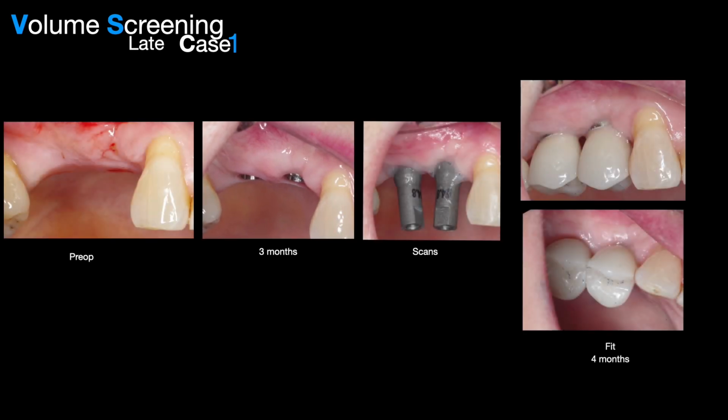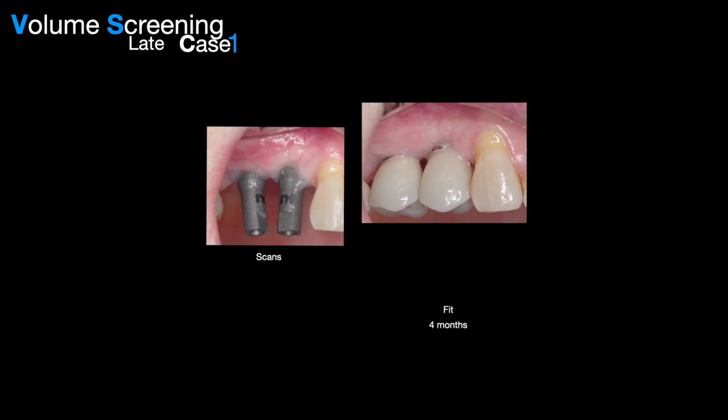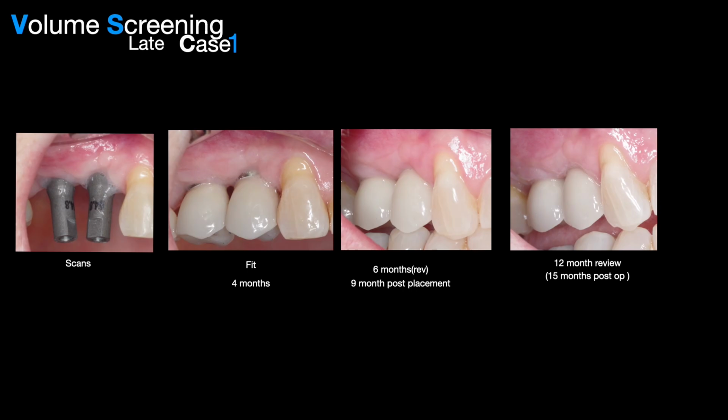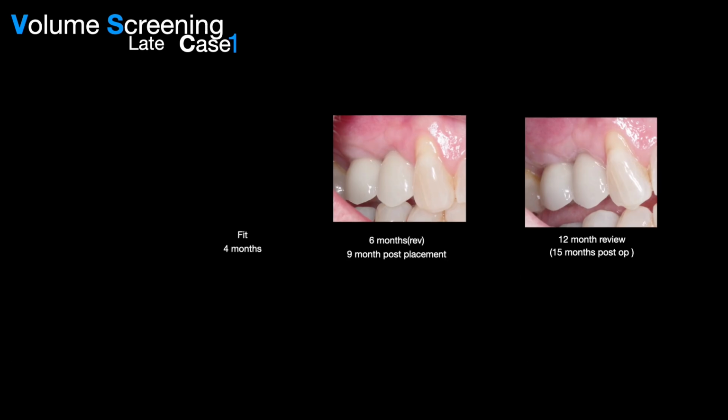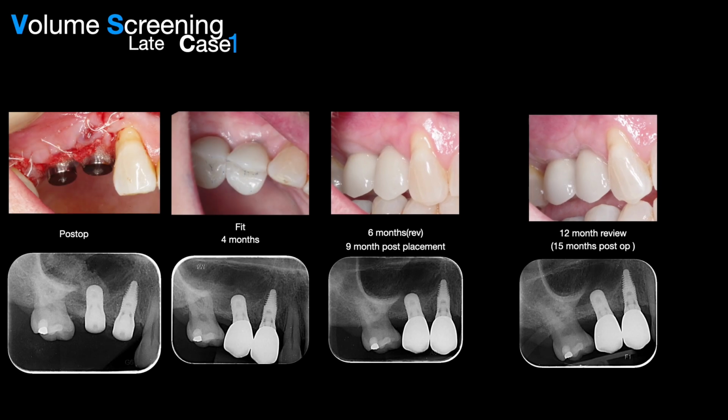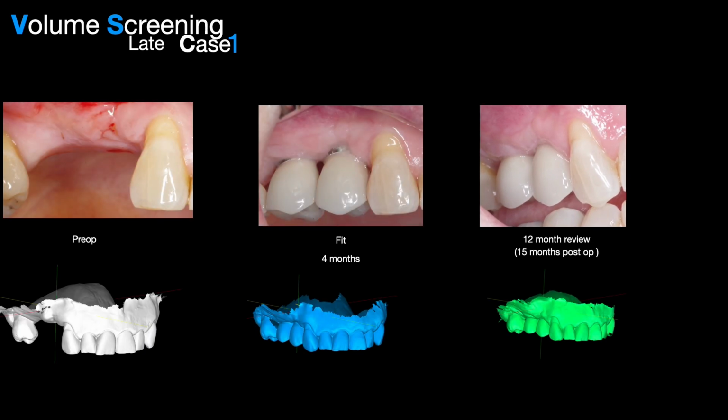We've got finally scans and fit of the crowns. And as you can see, a little bit of margin was exposed. And then it's a photography 6 months post fit, which is 9 months post placement. And then we got 12 months post fit and 15 months post placement. You can see the gum attachment has gone up. So that's what we got.